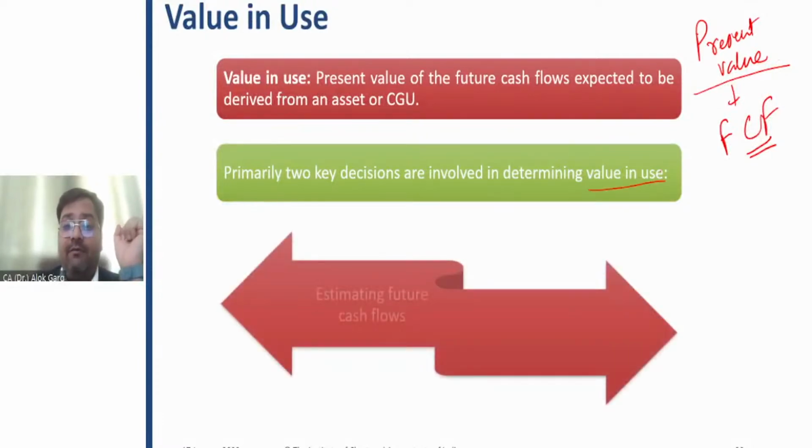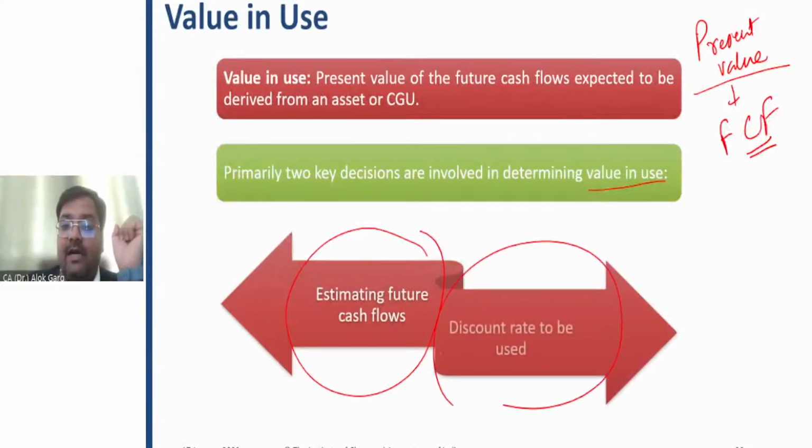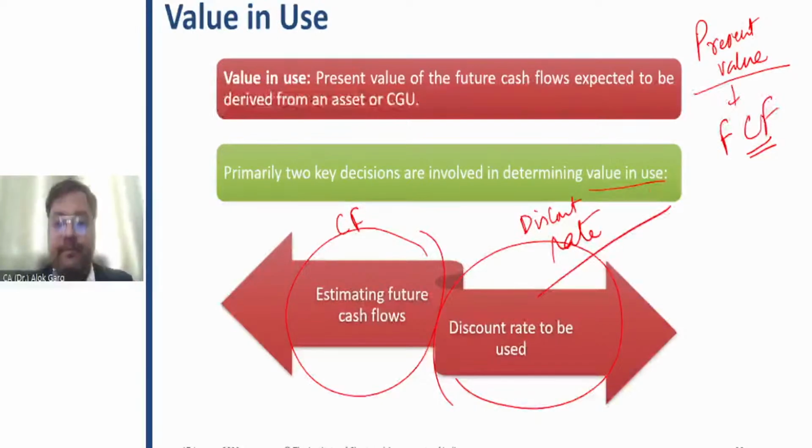So two key decisions are involved in determining the value in use. And what are the two key decisions? First, estimating future cash flows. Second, discount rate. Am I right? First, what is my cash flow? Second, at what rate should I discount my cash flow to get the present value? Cash flow and discount rate. Is it clear?